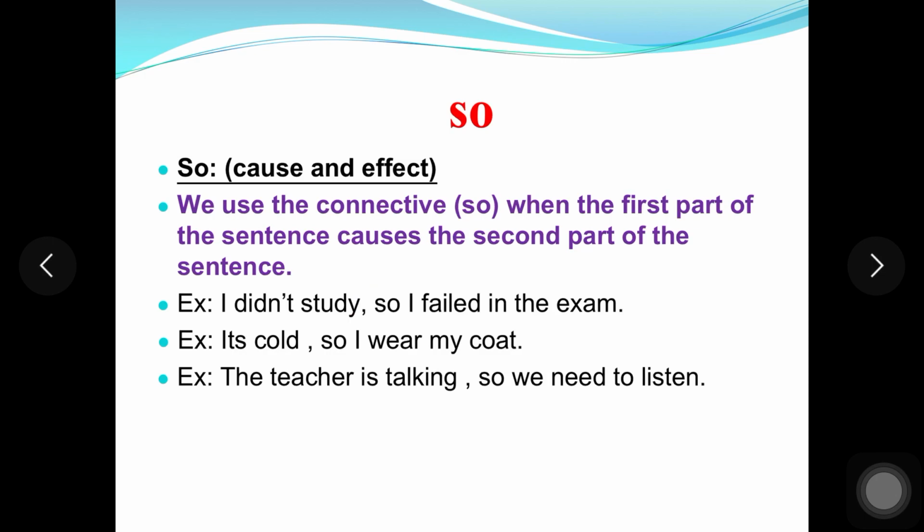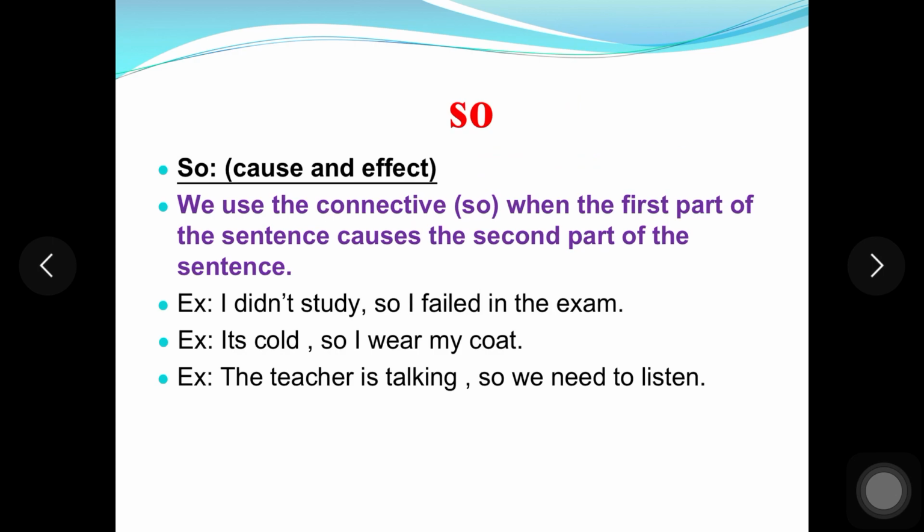Okay, so we have the connective so here. It indicates what? Cause and effect. Something happened, so this is a result of the thing. Like I didn't study, so I failed the exam.